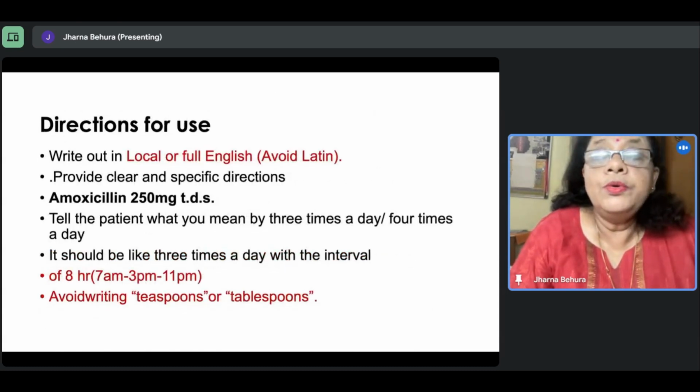Direction for use: you can write out the prescription in the local language or full English. One has to avoid Latin. Provide clear and specific directions. Do not write TDS. Tell the patient what you mean by 3 times a day or 4 times a day. It should be 3 times a day with an interval of 8 hours. It is better to write 7 a.m., 3 p.m., and 11 p.m. Avoid teaspoons or tablespoons.